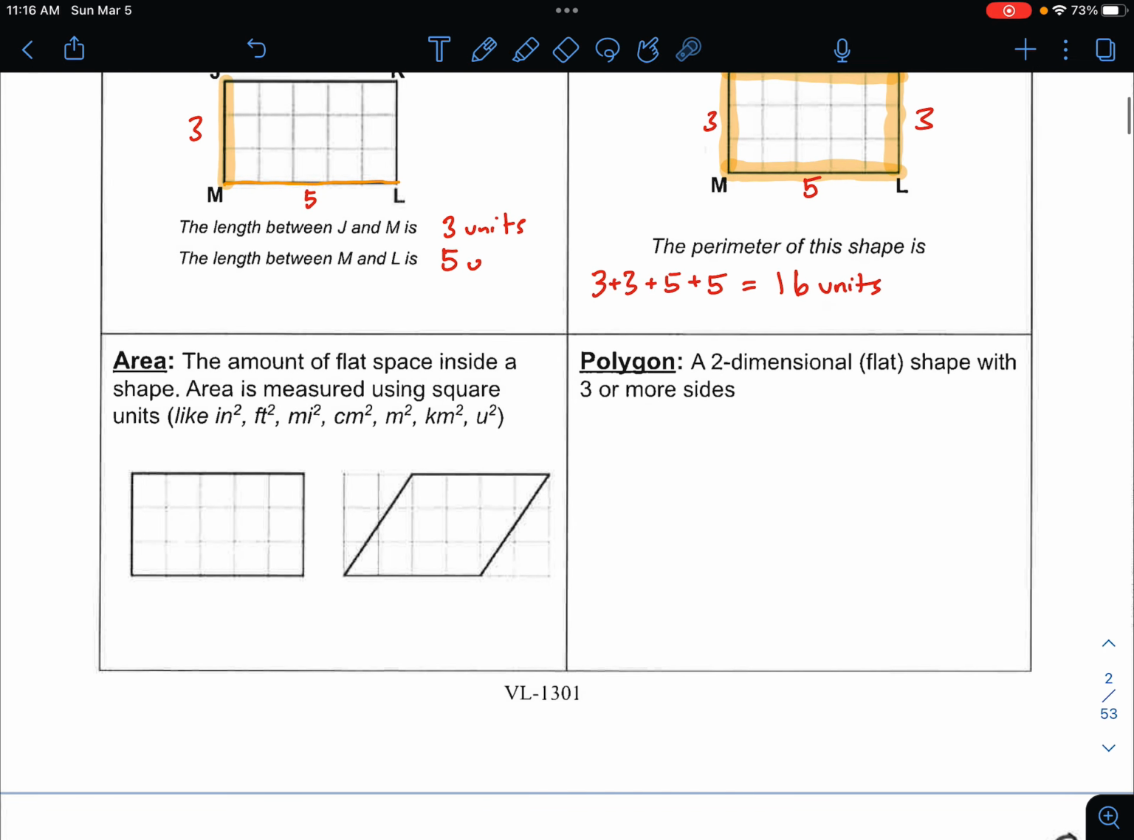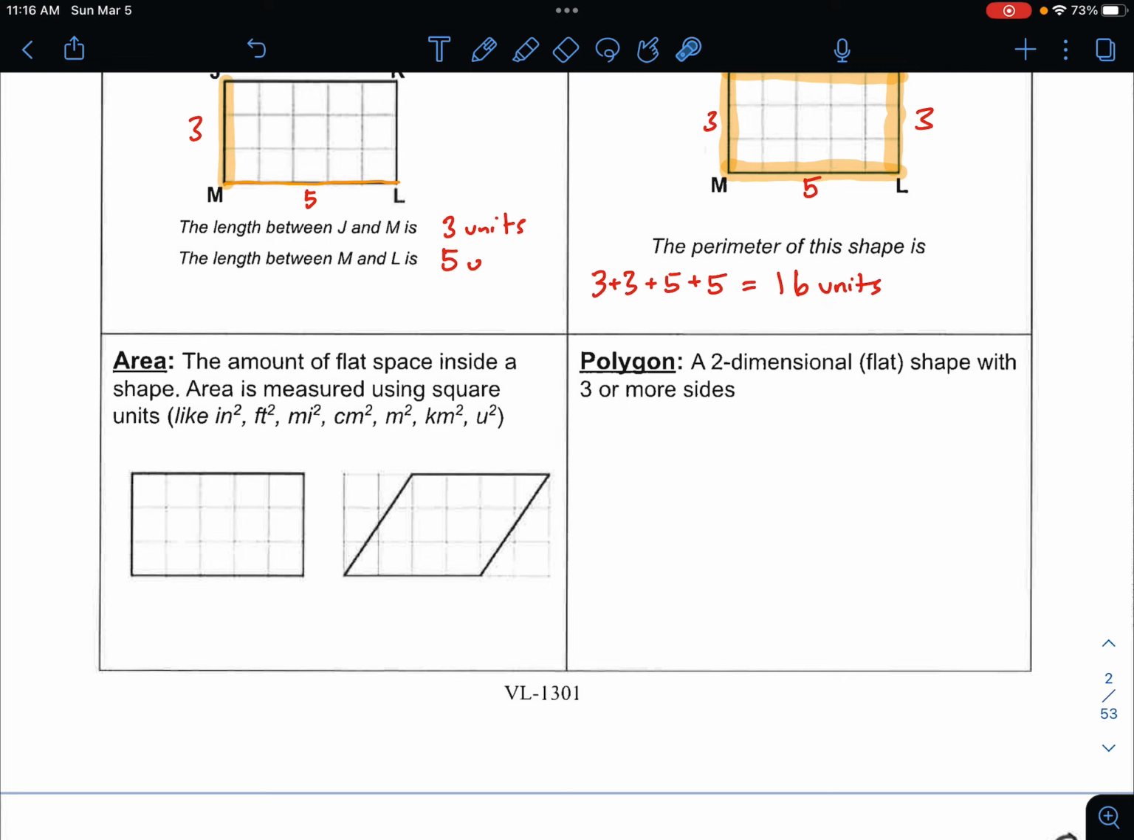Finally, 2 more terms. Our last 2 terms are area and polygon. So area is the amount of flat space inside a shape. Area is measured using square units like inches squared, feet squared, miles squared, centimeters squared, meters squared, kilometers squared, and units squared. So notice I measure length using just the line segment, like this line. This is 1 unit, 2 units, 3 units, 4 units, 5 units. I can measure it using something flat.